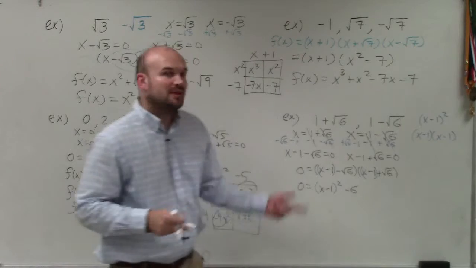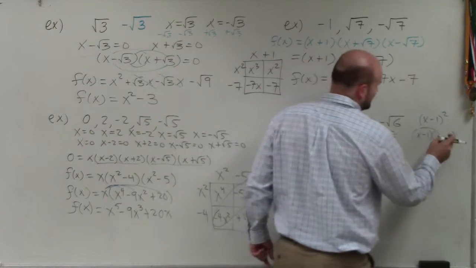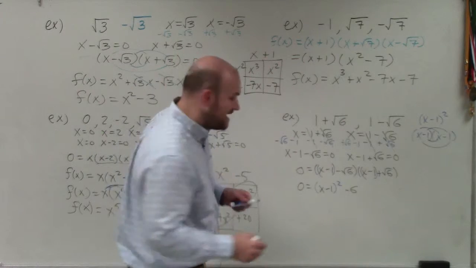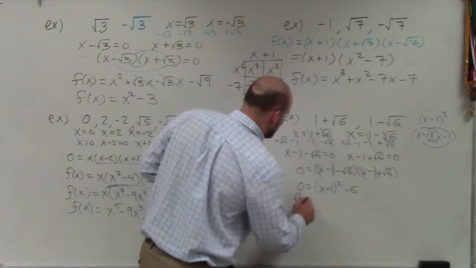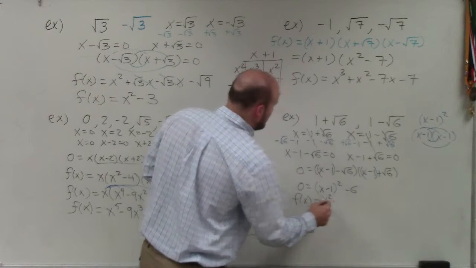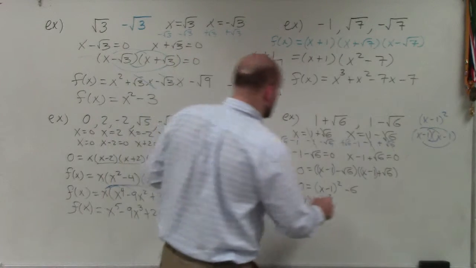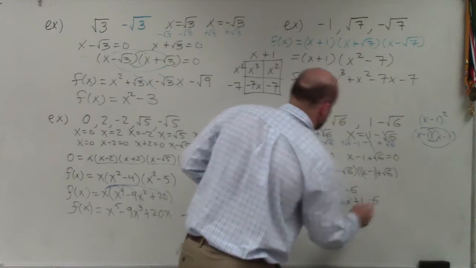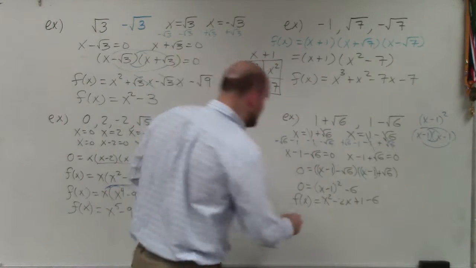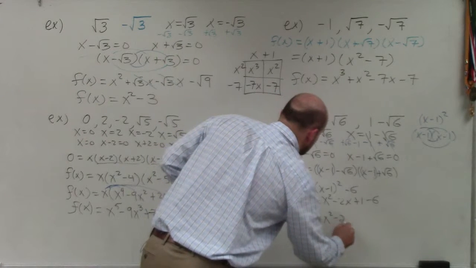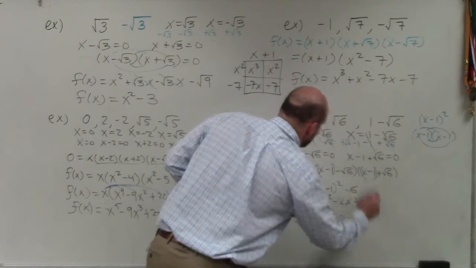All right, you could apply FOIL here, or the box method: first, last, middle, outside. However, for time, I'm just going to replace the 0 with f of x. I'm going to multiply this out in my head. x minus 1 squared is going to be x squared minus 2x plus 1, and then minus 6. Then I just add my 1 and my negative 6. So my final answer is f of x equals x squared minus 2x minus 5.